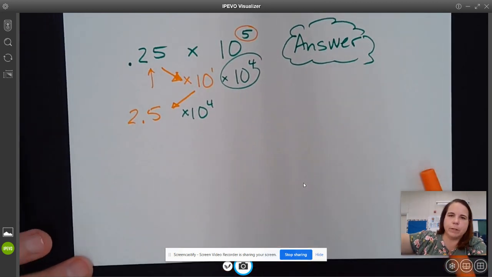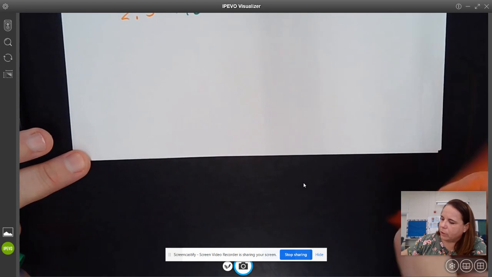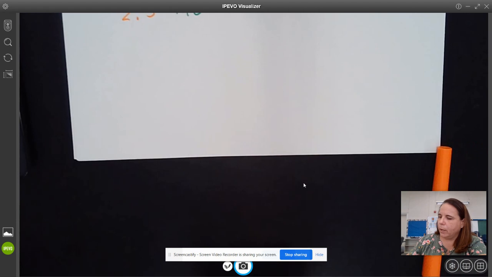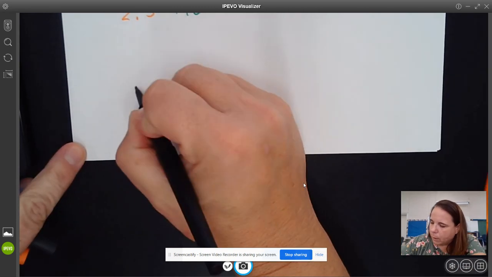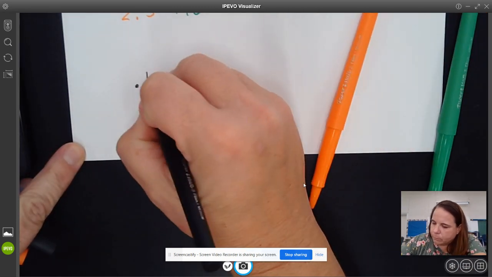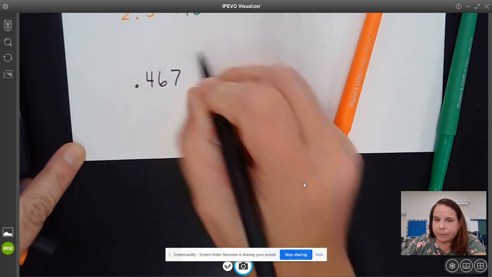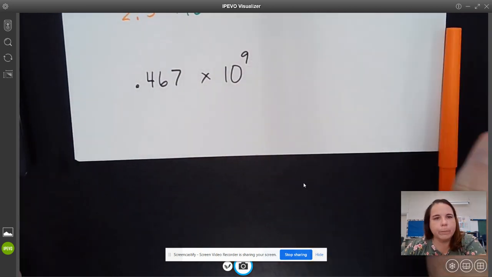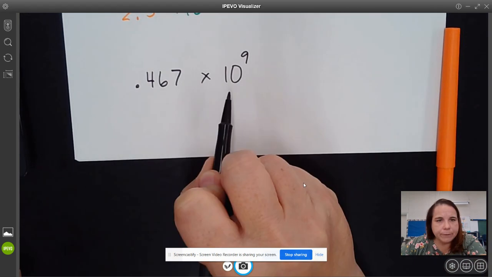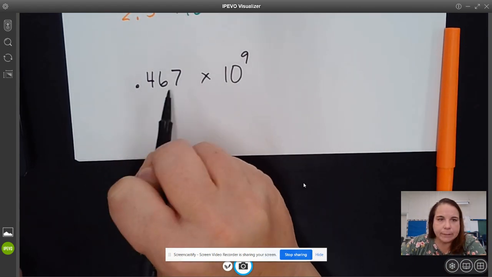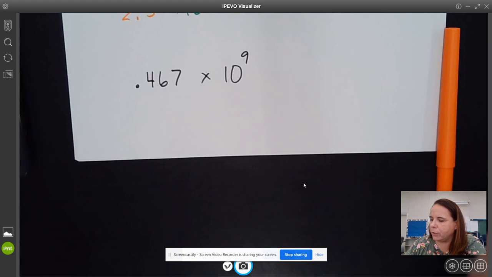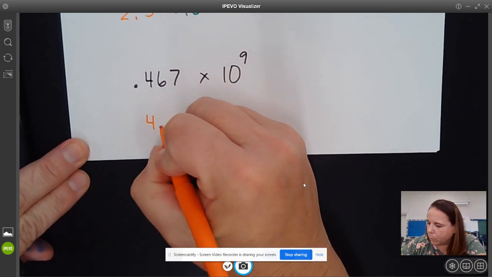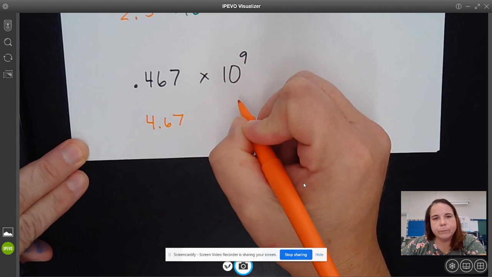All right, so let me do one more example. Let's imagine we ended up with a number, our answer was 0.467 times 10 to the 9th power. Well, this is not in scientific notation because this number is less than 1. But what we want to do is put the decimal right here, right? So we would want this to be 4.67.